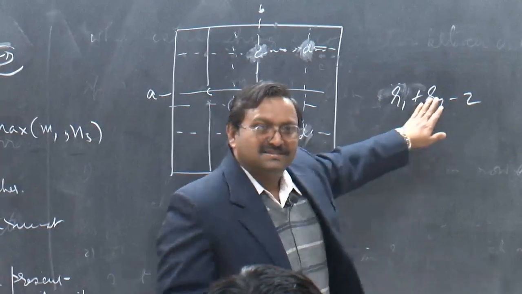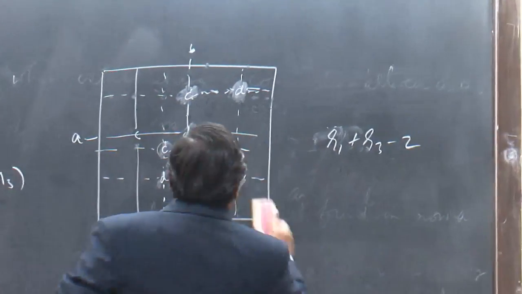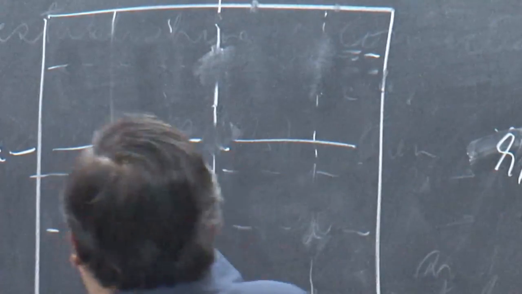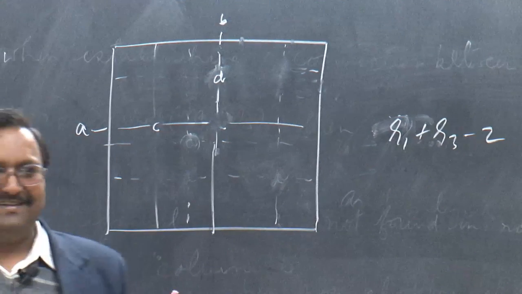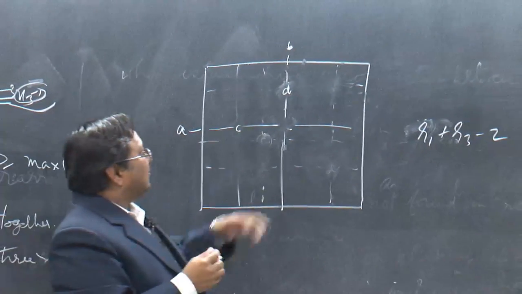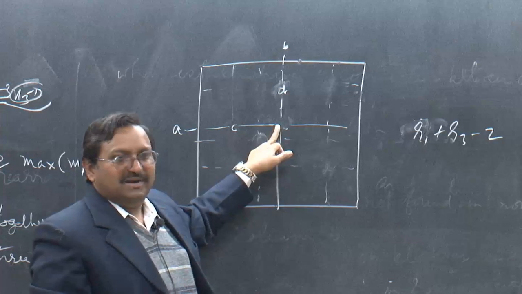How do we get this? Okay, let me do it again. At least till this point you agree, C and D pair. Okay. So what I have to do is just put a C here and put a D here. That would have made the rearrangement.